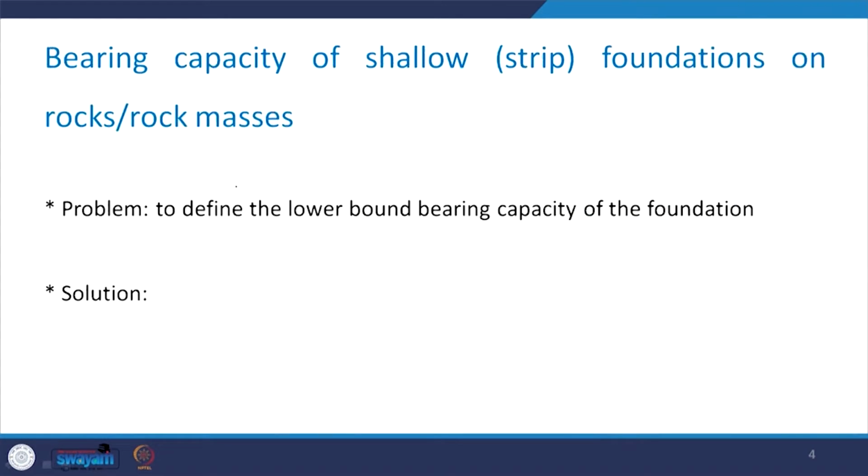So, the problem is to define the lower bound bearing capacity of the foundation, and the solution can be obtained in this particular fashion, that is Qu ultimate is going to be Cr into NCS. This is going to be equation number 1, where this NCS is the bearing capacity factor.